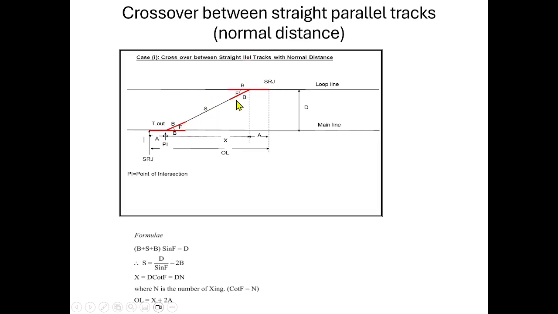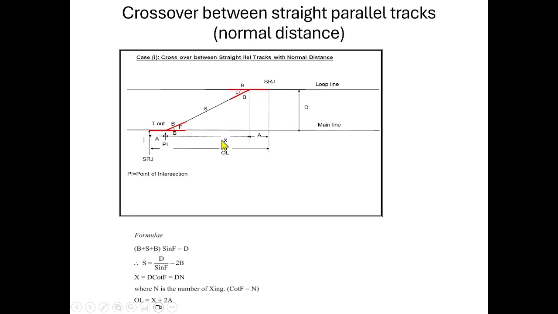This is called crossover. And here, as usual, we have to find out the horizontal distance for fixing the relative position of the two turnouts. You must know the distance between the SRJ of one points crossing to the SRJ of the other points crossing. So for finding that out, we have to find the point of intersection of the two points. That means we are finding out the x distance.